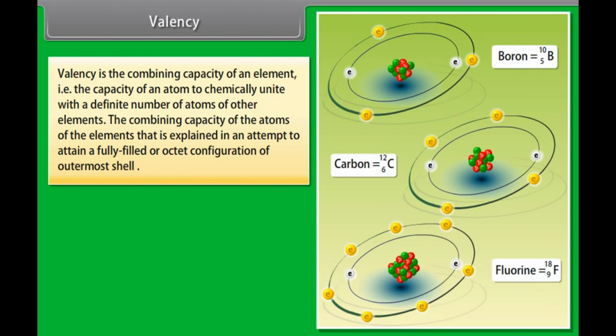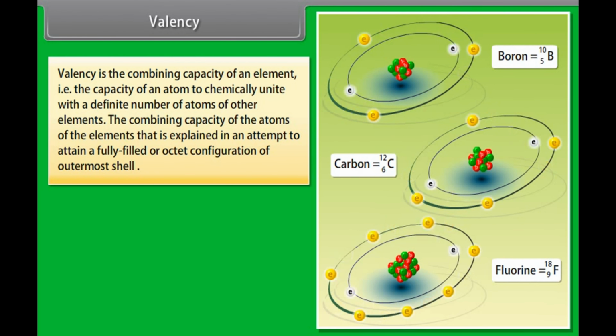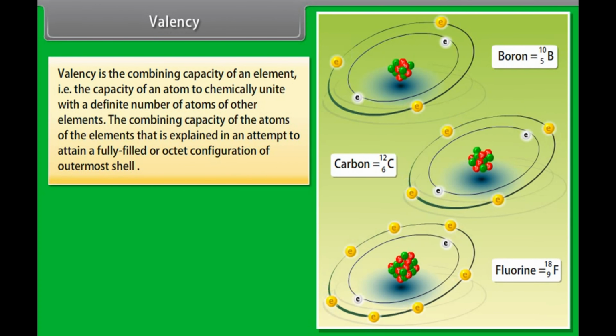Valency. Valency is the combining capacity of an element, that is, the capacity of an atom to chemically unite with a definite number of atoms of other elements. The combining capacity of the atoms of the elements is explained by an attempt to attain a fully filled or octet configuration of the outermost shell.